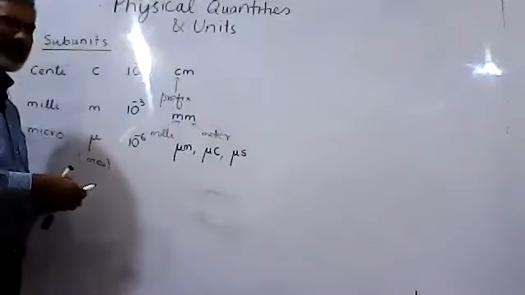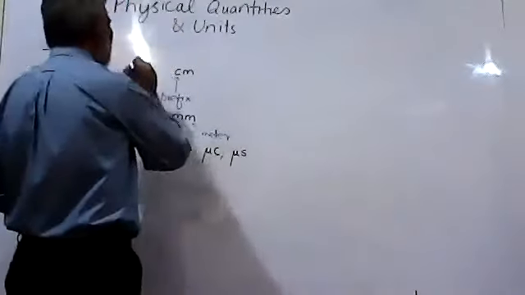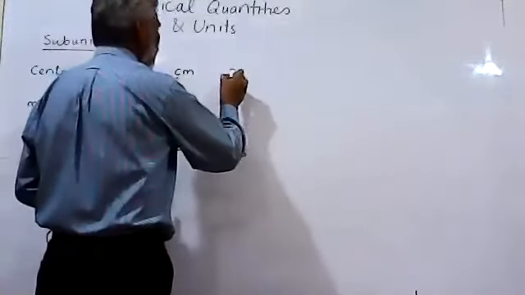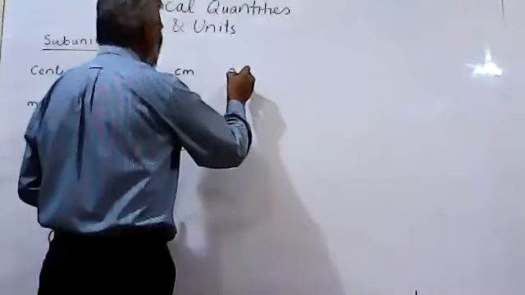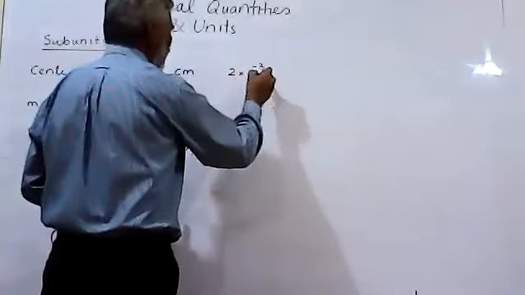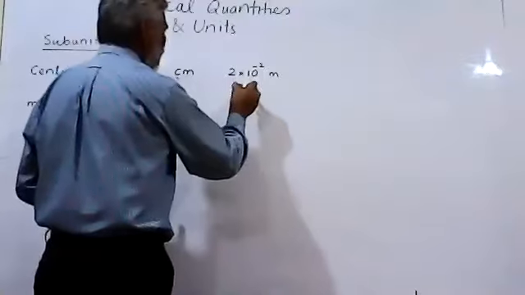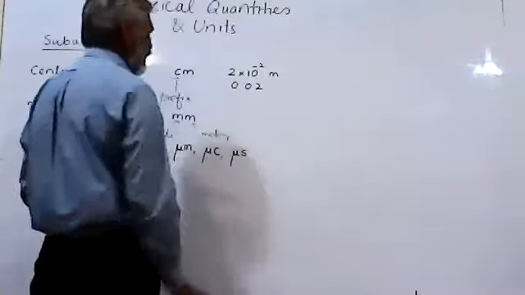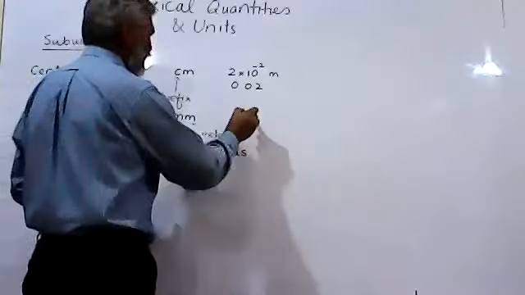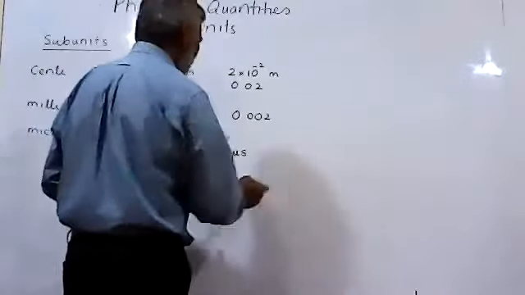Sometimes we have to write it as 0.000. For example, if I do not express it in this way, let's say 2 centimeter is 2 into 10 raised to power minus 2 meter. It could be written as 0.02. In this case, it is 0.002 if it is 2 millimeter.